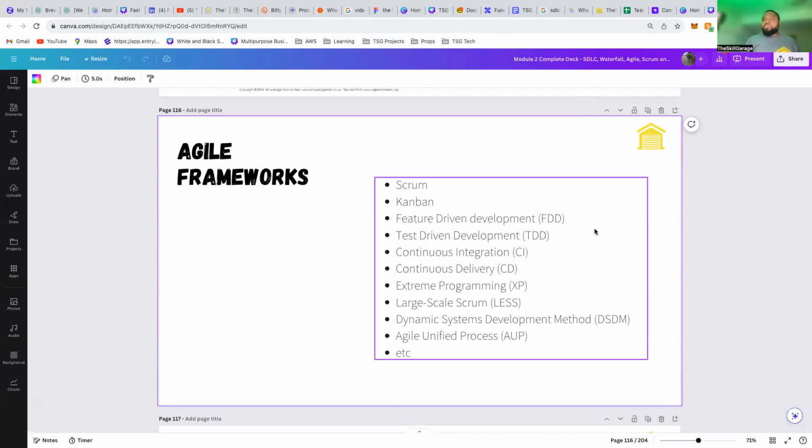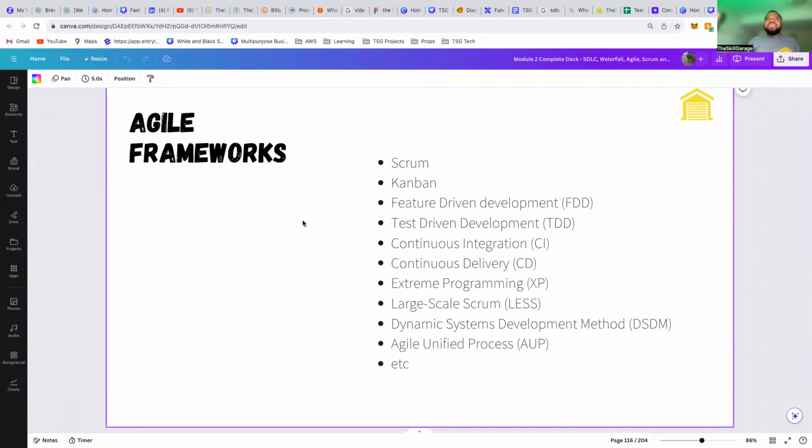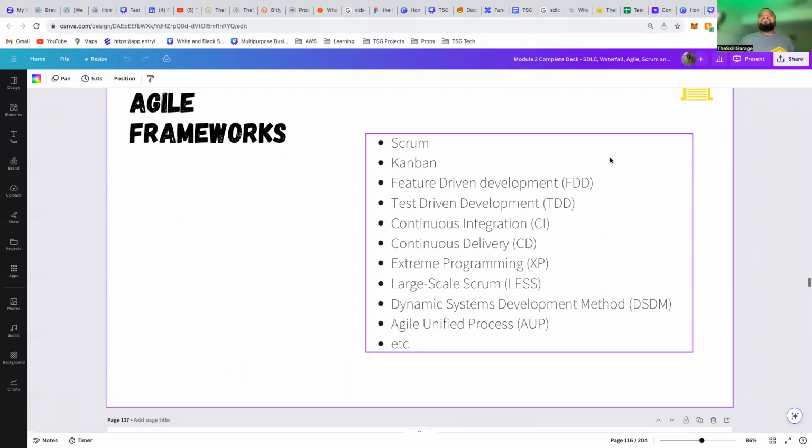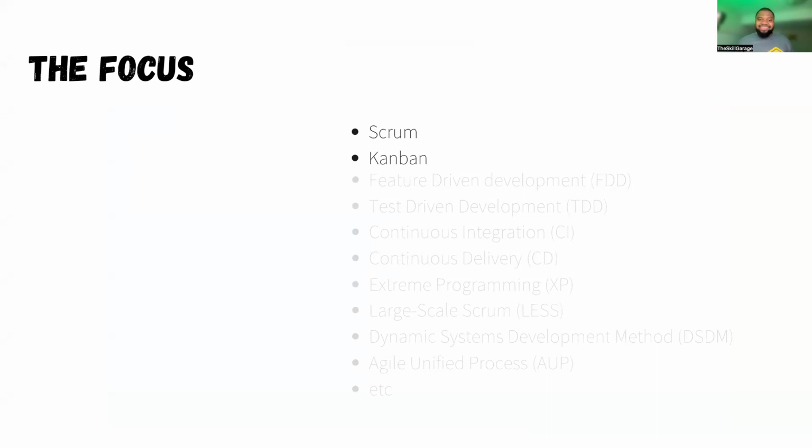When we say agile frameworks, you have different agile frameworks. You have Scrum, Kanban, feature-driven development, test-driven development, continuous CI/CD, extreme programming, large-scale Scrum, Agile Unified Process. You have all of these frameworks. But the two most popular ones are Scrum and Kanban. And that is where, when you go on job sites, you start seeing Scrum, Kanban, Scrum, Kanban.